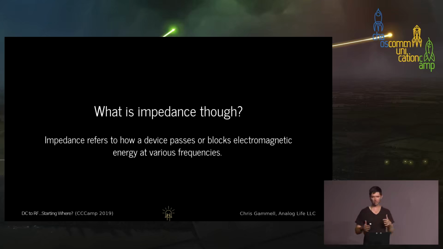So what is impedance, though, right? I know I'm jumping around topics a lot here, but what we're trying to do is get an output like an amplifier and an input like an antenna, these two things to be kind of talking to one another, and we want them to do that by matching their impedance. What is impedance, though? Impedance is basically how it passes or blocks electromagnetic energy at various frequencies, right? So if we have a 2.4 gigahertz Wi-Fi thing like the ESP, we want to know that our antenna is accepting that energy at that frequency the same as our amplifier is outputting that energy at 2.4 gigahertz.